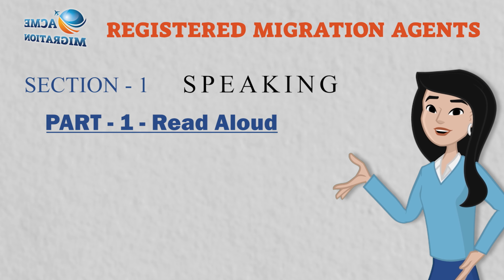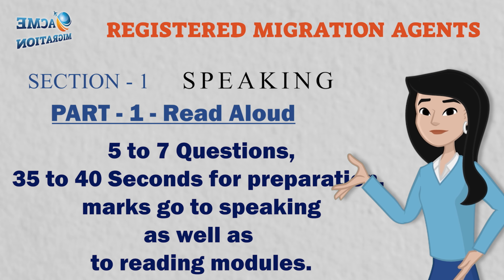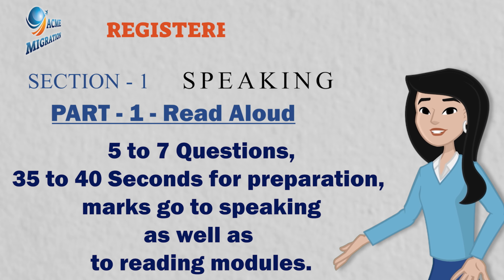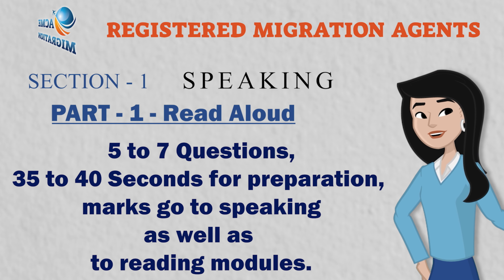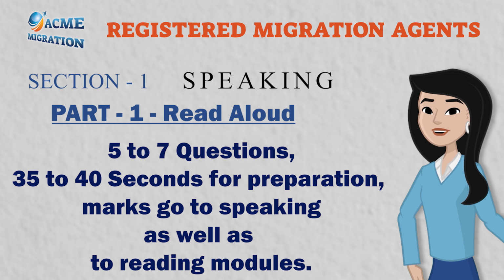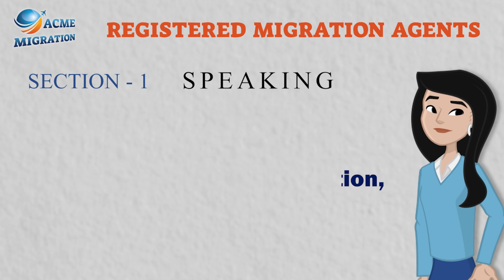In the first part of the PTE test, called Read Aloud, you get between 5 to 7 questions. Each question gives you a paragraph that you need to read exactly as it is. You're given 30 to 40 seconds to prepare before you read each paragraph. Your score for this part counts towards both your reading and speaking scores.